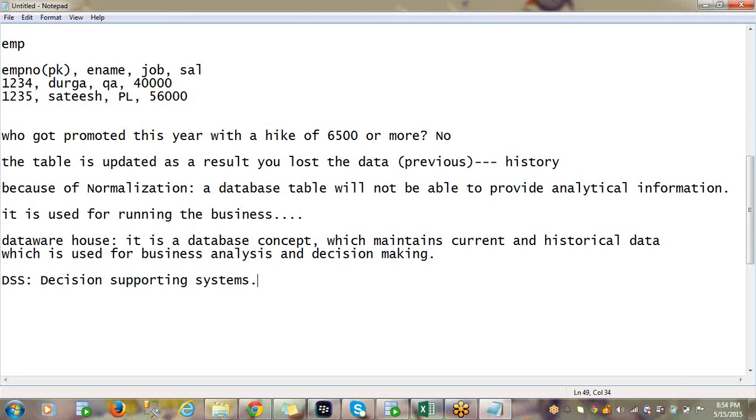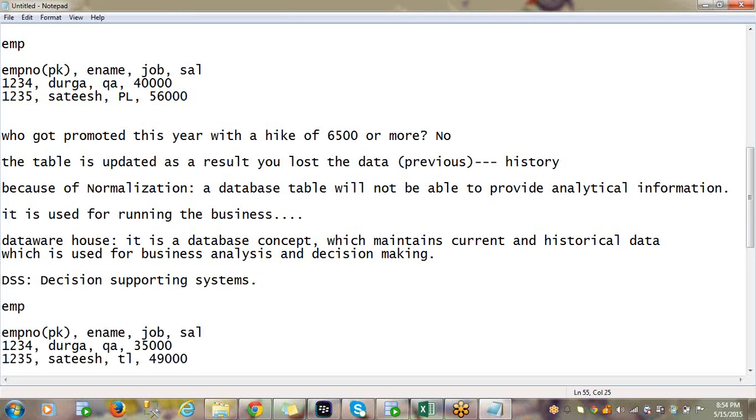Okay, now let me extend the same example. Earlier you had this particular table. One sec, there is a question. Maintaining current and historical data requires more space. Is that recommended? Yeah, that is what we are trying to do. I'll be talking about that.